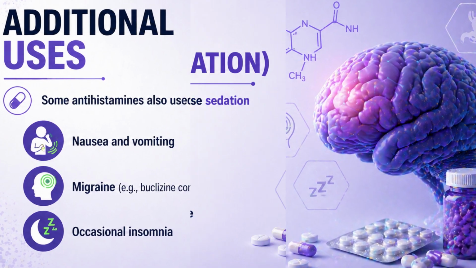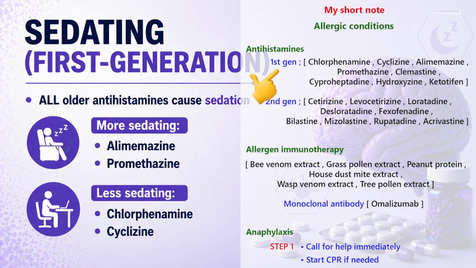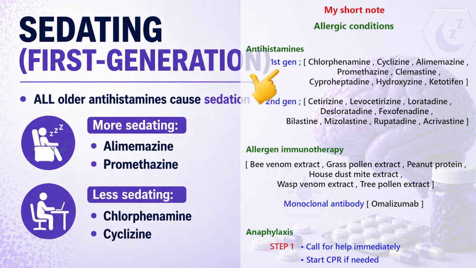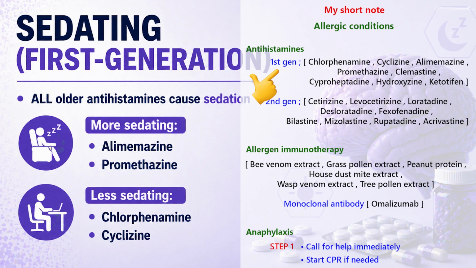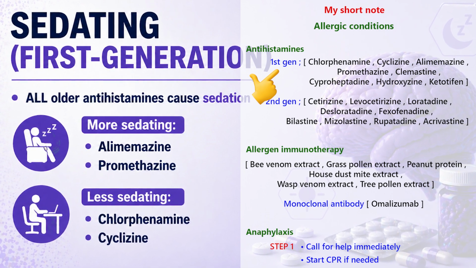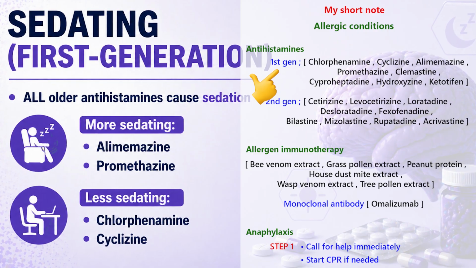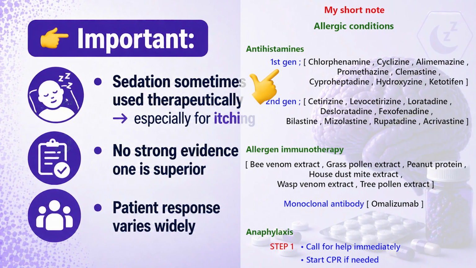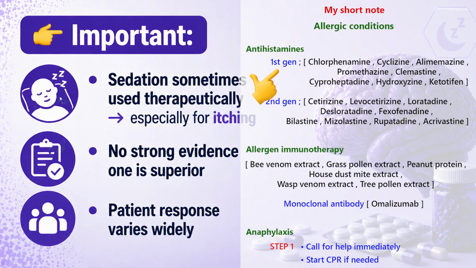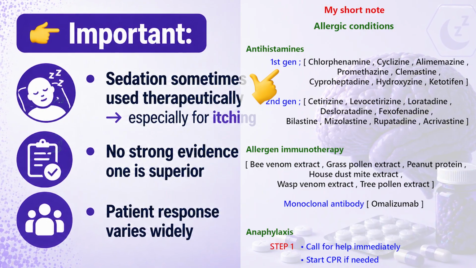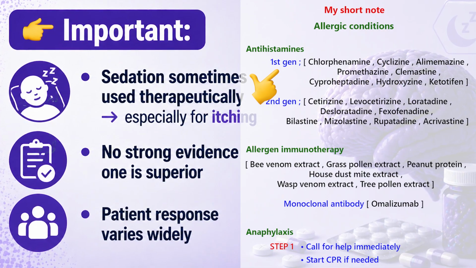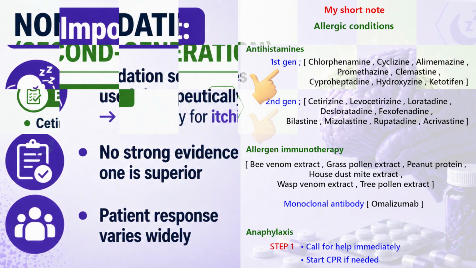So they're quite versatile. Now let's talk about sedation, very high-yield concept. All first-generation antihistamines cause sedation. Yes, all of them. Some are more sedating like alimemazine, promethazine, and some are less sedating like chlorphenamine, cyclizine. Here's a clinical tip. Sometimes we actually use this sedation effect therapeutically. For example, in patients with severe itching at night. Also remember, there is no strong evidence that one antihistamine is superior. Patient response can vary a lot.